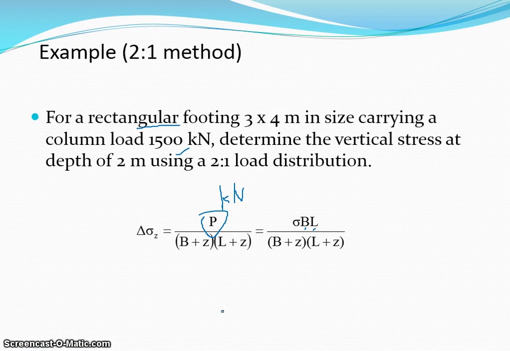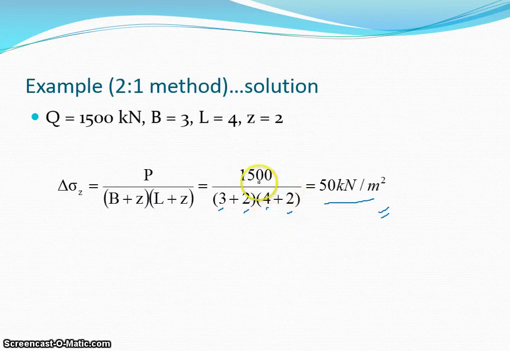we can calculate the effective vertical stress. Let's say in this example we have a rectangular footing of 3 times 4 meters carrying a column load of 1,500 kilonewton. Determine the vertical stress at 2 meters using the simple method. Easily just fill up the equation with the 1,500 kilonewton. B is 3, L is 4, Z is 2.